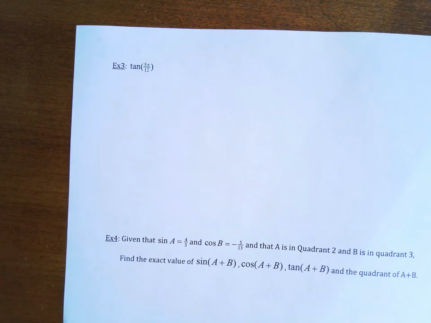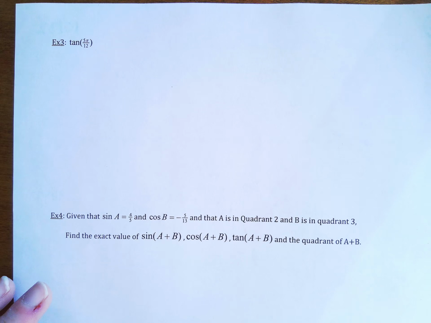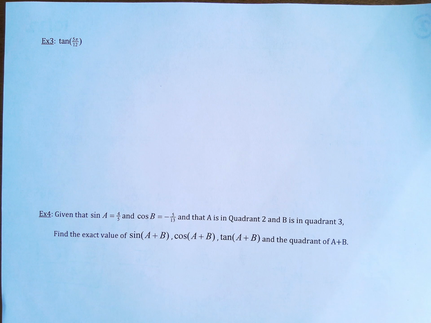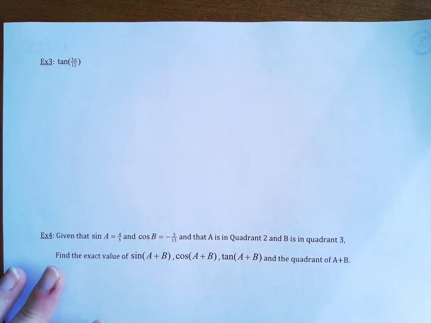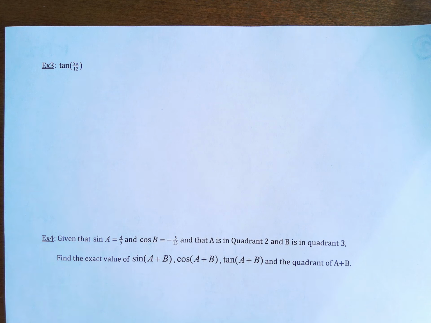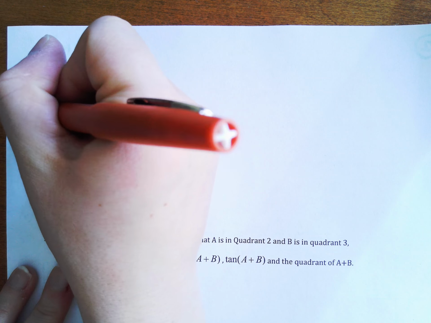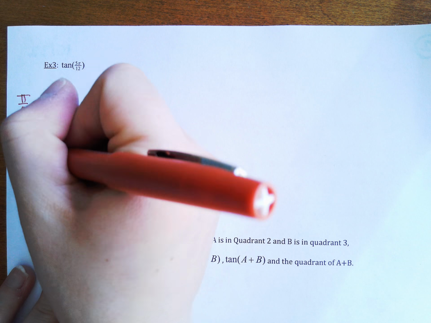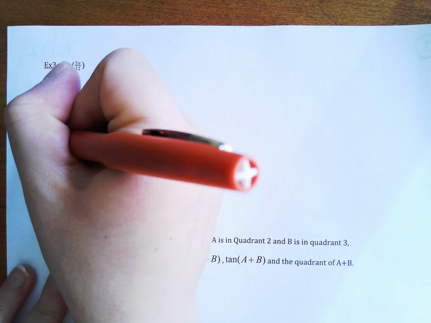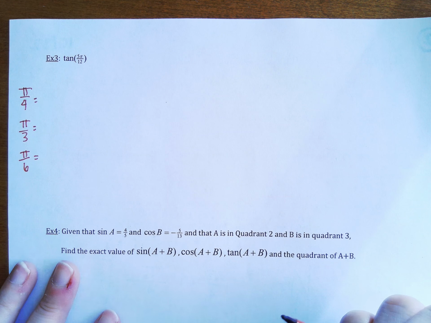Okay, 2 more. Tangent of 5 pi over 12. So again, we are going to try to see if we can break this up into some things that we can either add or subtract to get 5 pi over 12. In my mind, I go through all the pi over 4, pi over 3, and pi over 6 and put them in terms of pi over 12, so that I can come up with a combination of it.